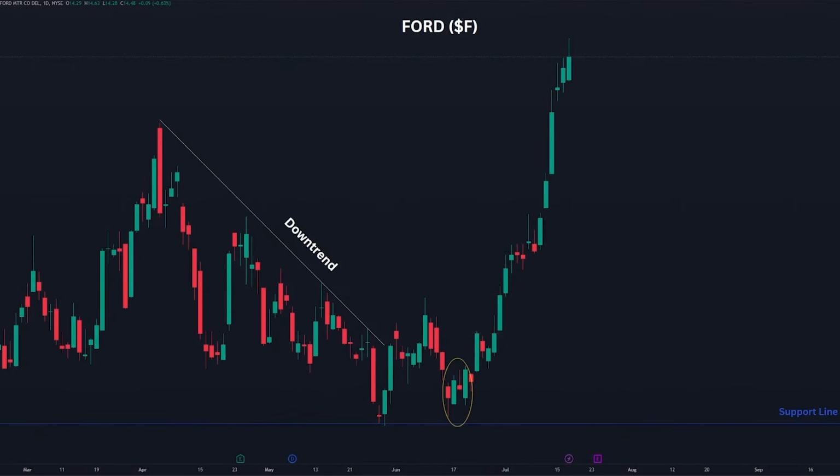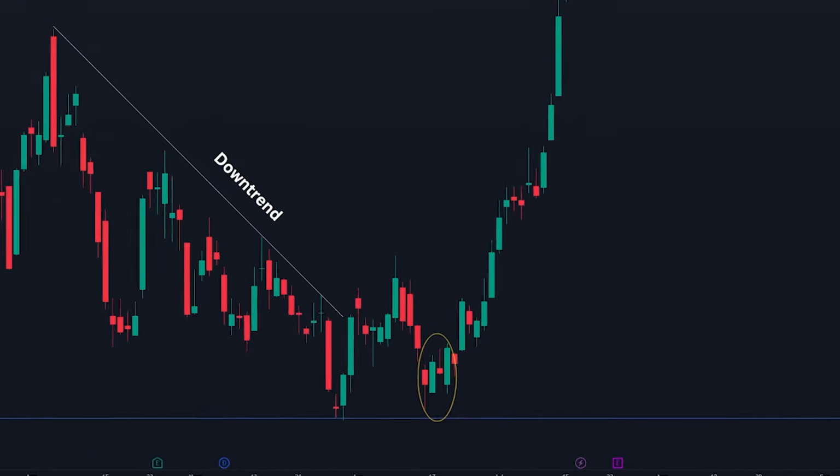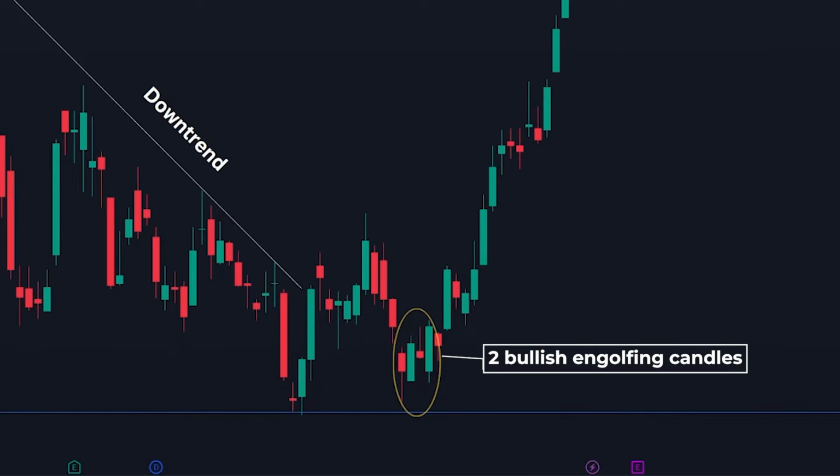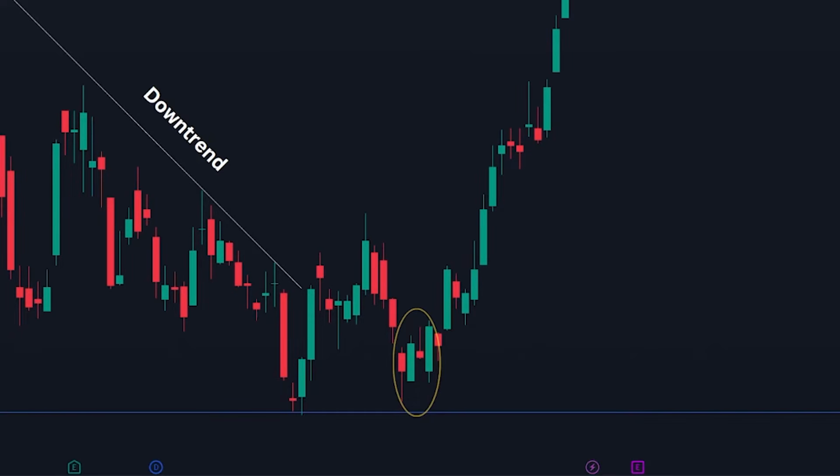We have the daily chart of Ford Motors as our example. The prices were trading in a downtrend, but buyers kept coming in at a support line. The highlighted candles are back-to-back bullish engulfing candles that signaled with a high probability the upcoming reversal. And what happened next?